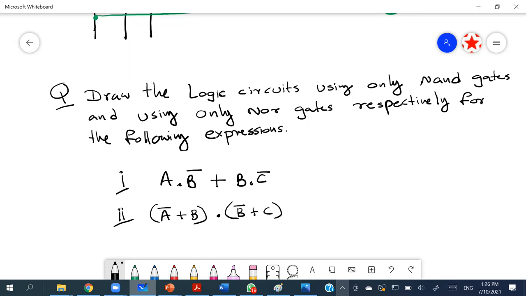And this one, let me see. A bar plus B. Yes, Sachintani, I'm going through that. Let me see, A bar is created correctly. A bar dot B is created correctly. And B bar is created correctly. B bar plus C is created correctly, right, okay.